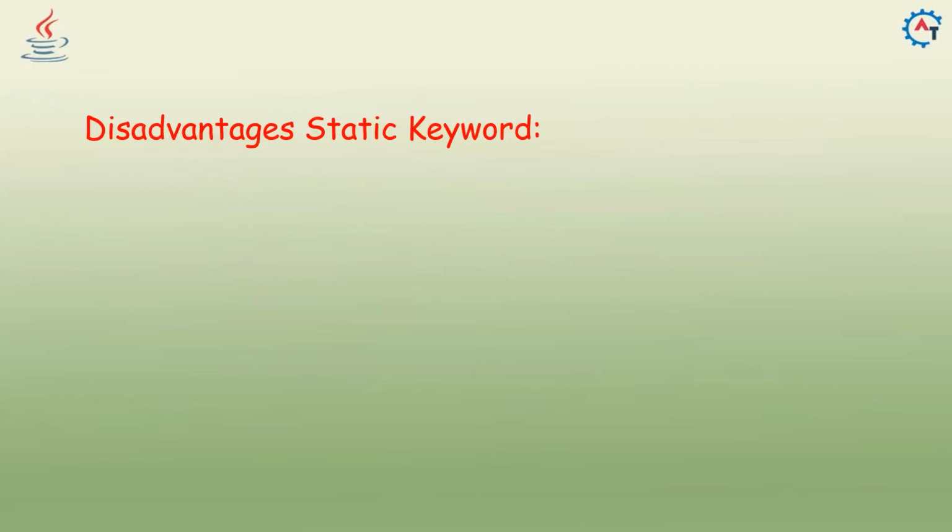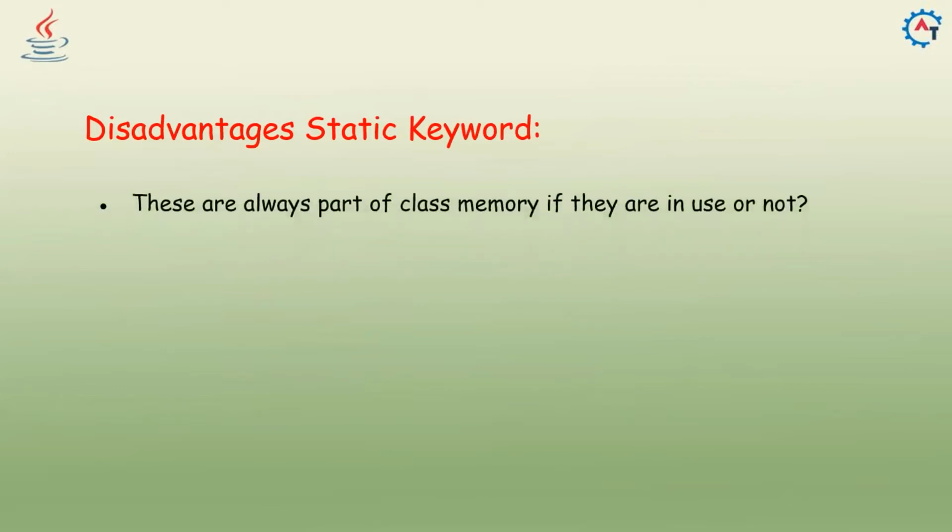So we have some disadvantages also. These are always part of class memory, whether they are used or not. When you create an instance variable, only if you create an object will it allocate the memory. But here it is class level. The moment the class loads, it will create this information. Even if you are not using it, it will still create it. So we are wasting memory in that scenario.